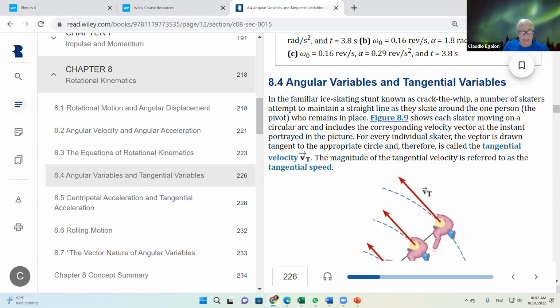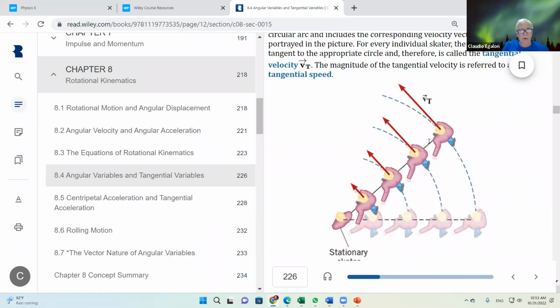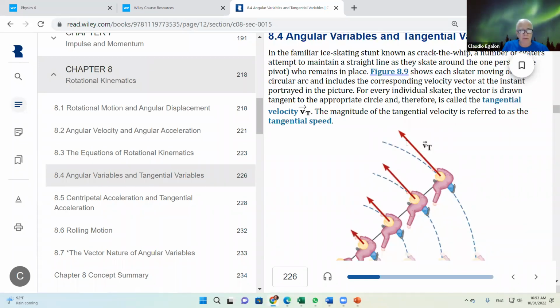Okay. So that's what we have for this section 8.3. Now let's talk about angular variables and tangential variables. So there is a relationship between the angular variables, theta, omega, and alpha, with the tangential variables. One of the tangential variables is the velocity of the point, okay? Notice that if an object is undergoing circular motion, it doesn't have to be uniform, the object will have a tangential velocity. And there is a way to relate this tangential velocity to the angular parameters, okay?